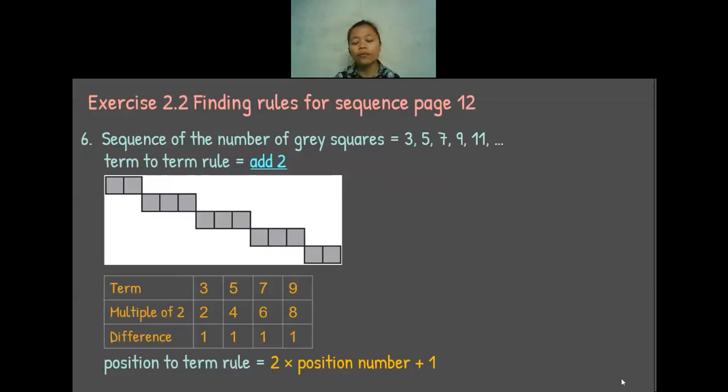Is there anyone who is confused at question 6, or maybe I talk too fast? Is there anyone who is confused? Hello? No question? For sure, no question?